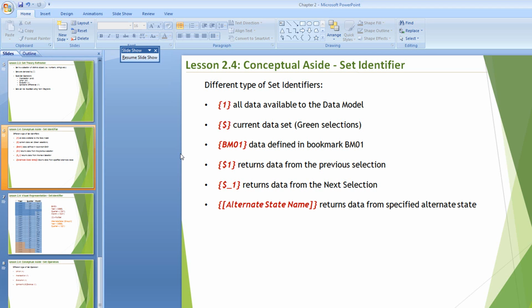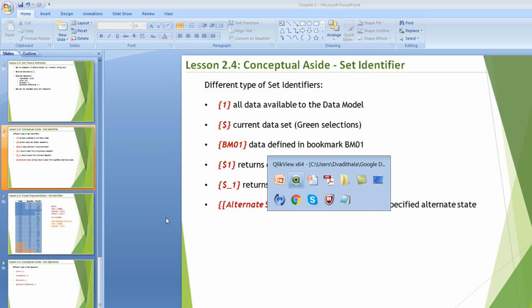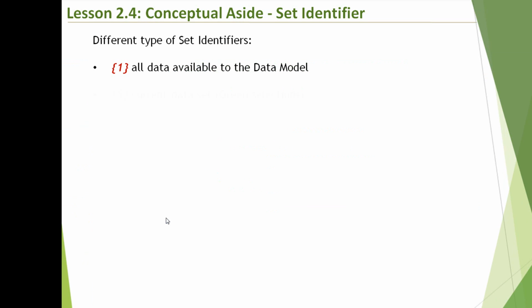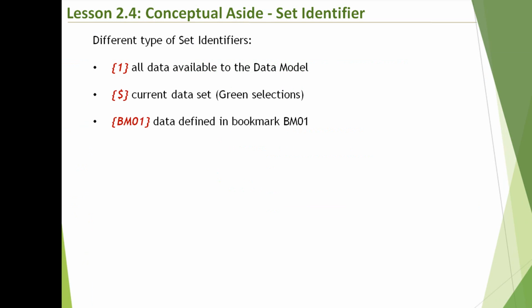So let's go back, right? And the next one we've already seen, current selections, which are in green color, right? And then let's look at a bookmark example. You can refer to the actual bookmark ID within set identifier syntax, as bookmarks are identified as set identifiers.